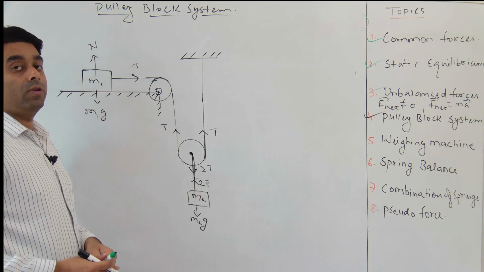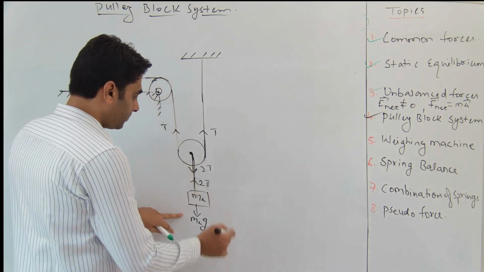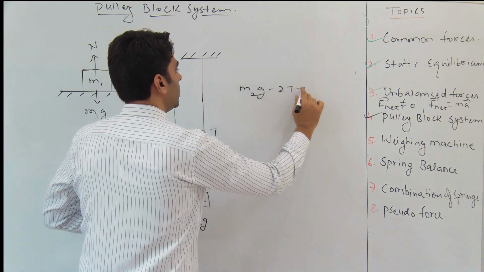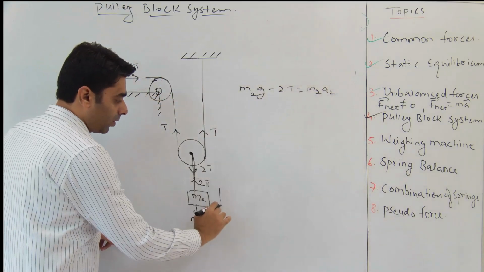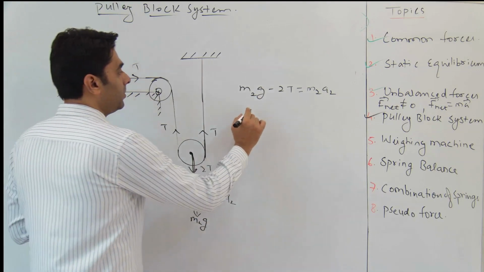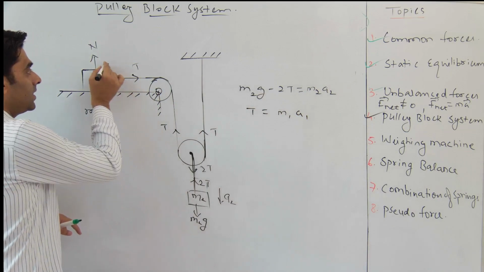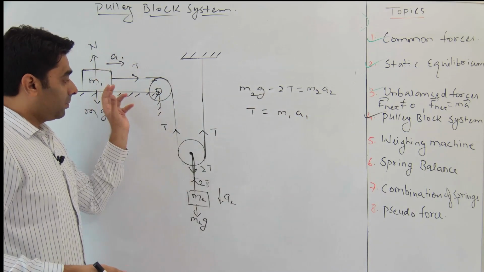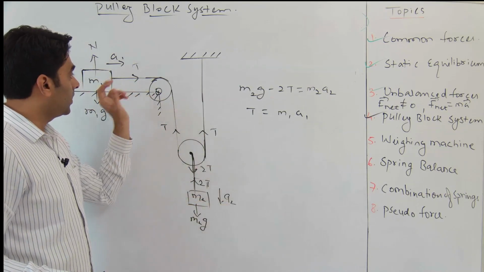Let us write down your F net equals to MA on both the blocks one by one. So over here, what can we write? M2G minus 2T is equal to M2 into A2. That is the acceleration of the second block, A2, right? Next, for this block, it will be T is equal to M1 into A1. Because they are connected with a movable pulley, they are not connected directly, they will not have the same acceleration. This one I have taken as A2, this one I have taken as A1.